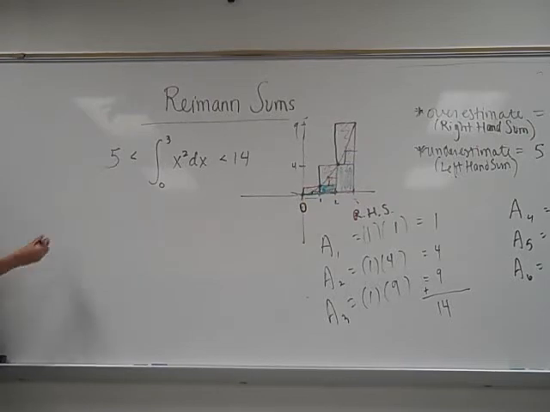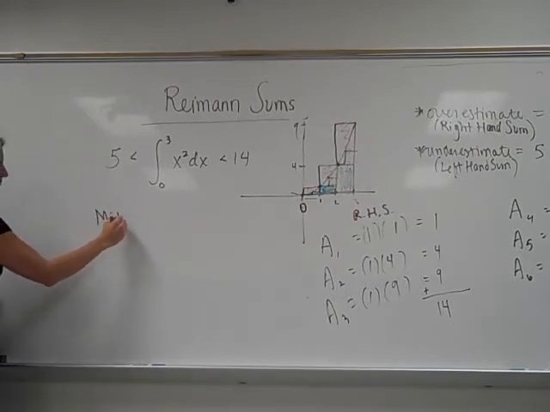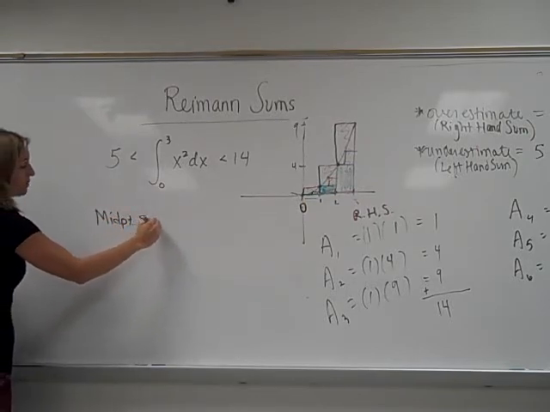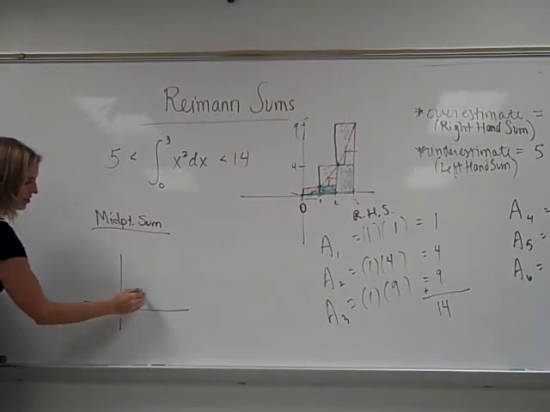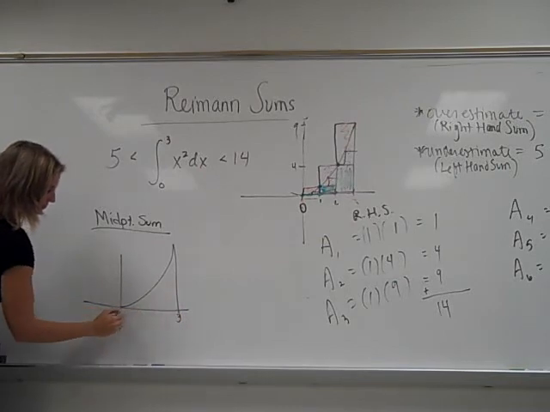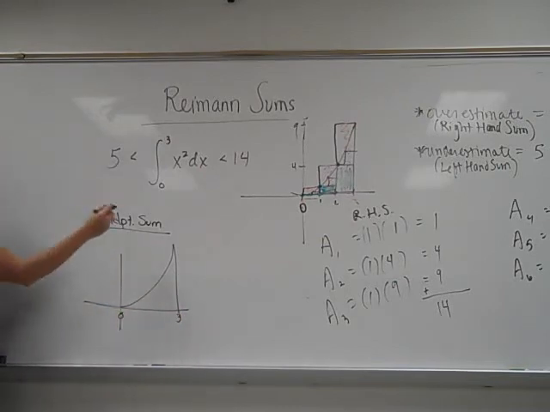Just real quickly, let's do a midpoint sum. It's pretty much that. I'm sorry, I didn't make it up. The widths are different. Let's use the same curve and go from 0 to 3.